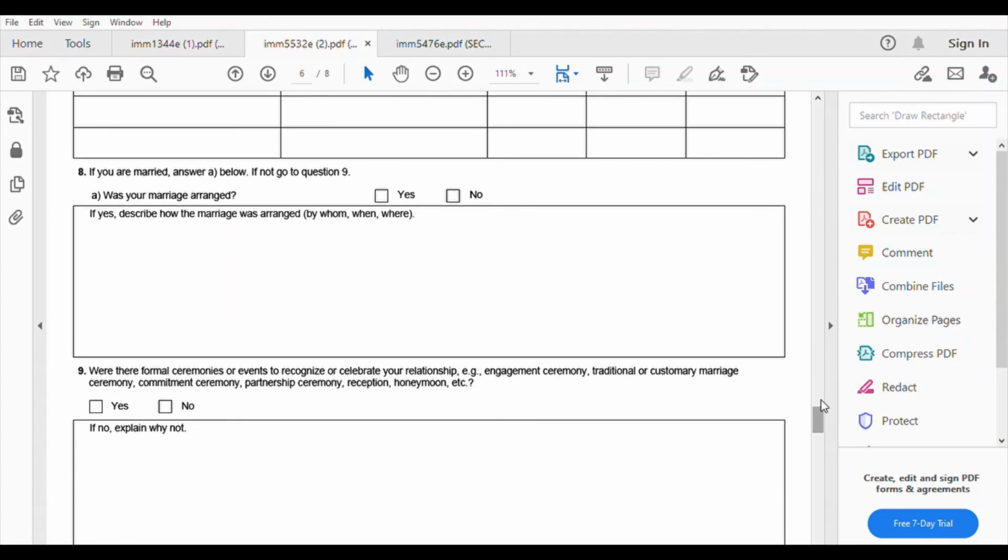If you are married, answer the questions below. If not, go to question 9. So, was your marriage arranged? Yes or no. If yes, describe how the marriage was arranged. You need to give details here.